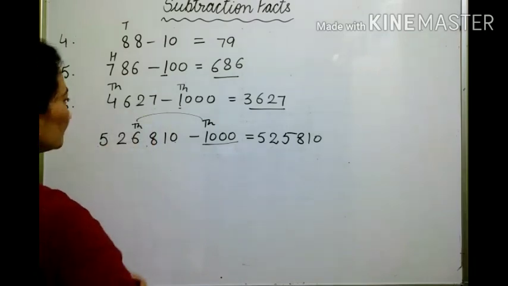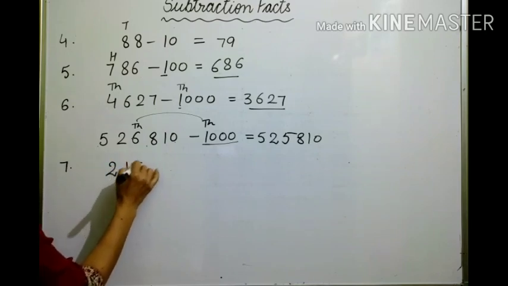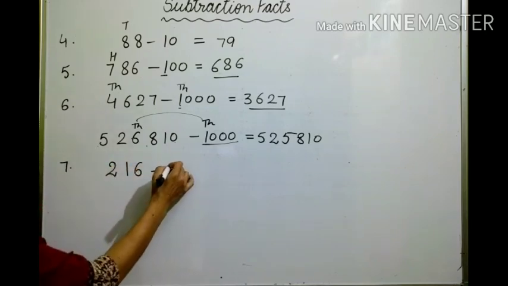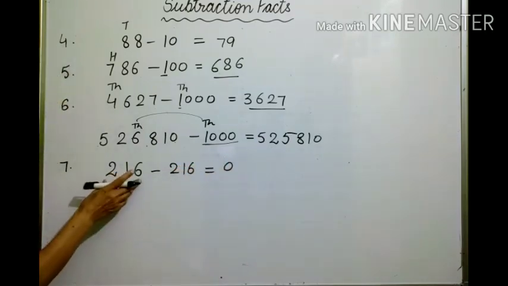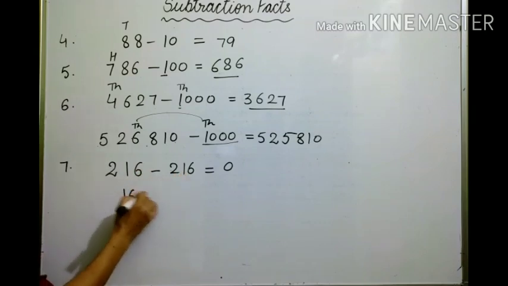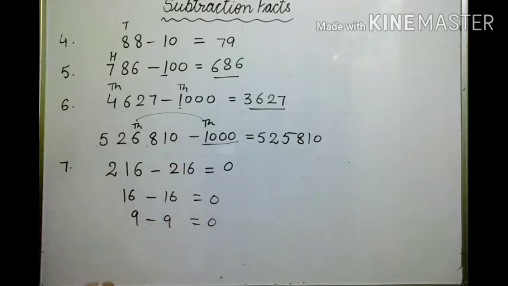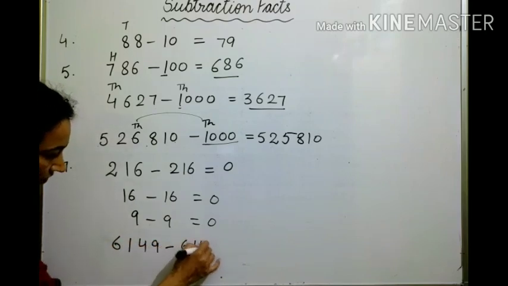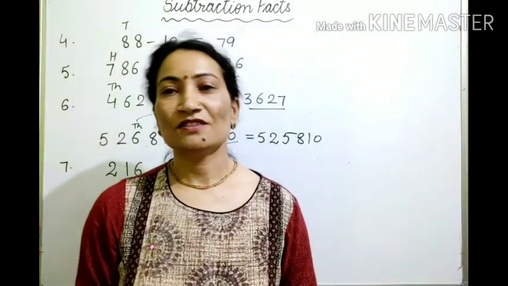Let's take the next, 7. If we subtract any number from the same number, then the answer will be 0. It can be a 3 digit number, we can take a 2 digit number, we can take a 1 digit number, we can take more digit numbers. 6149 minus 6149 means if we subtract any number from the same number, the answer will be 0.